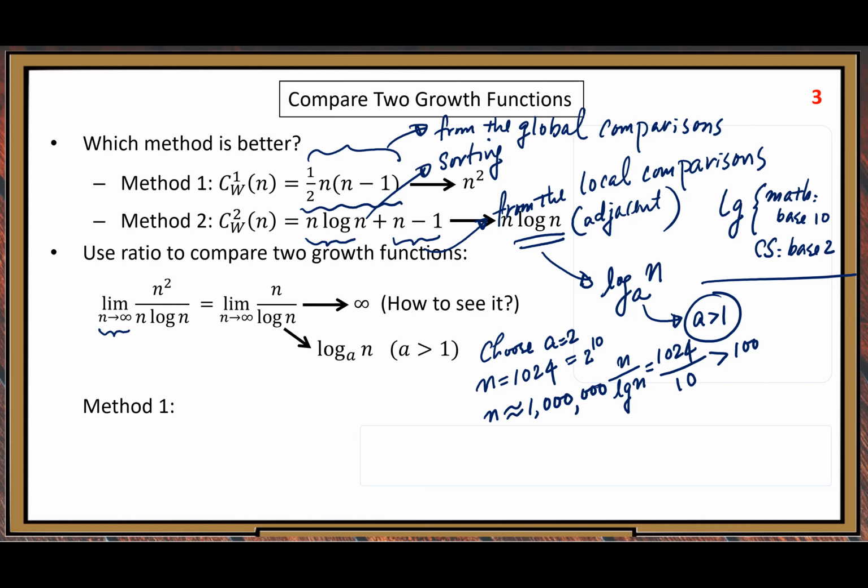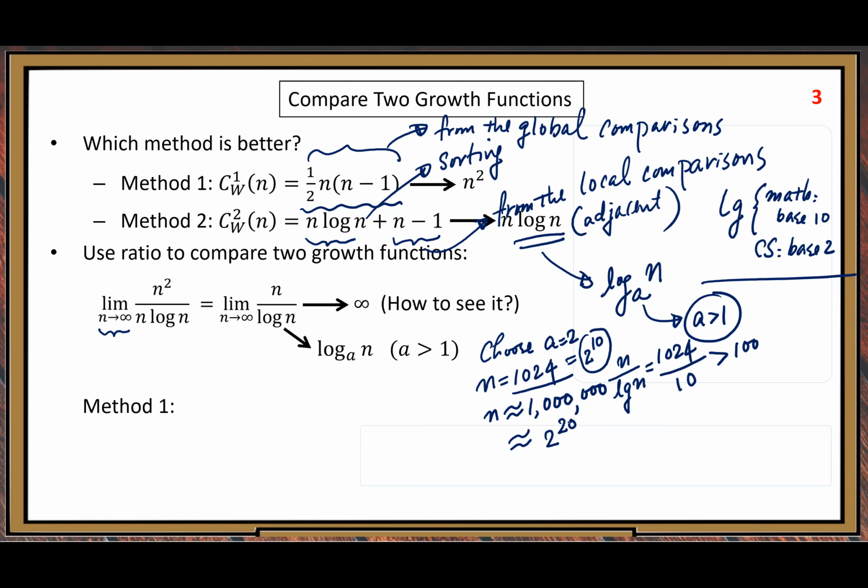$1 million. Approximately 1 million. Yeah, we use approximation. Because this number approximates 1,000, it's a good approximation. So 1 million is approximately equal to this number squared, 2 to the 10th squared. 1,000 squared is 1 million. So 2 to the 10th squared is 2 to the power of 20.